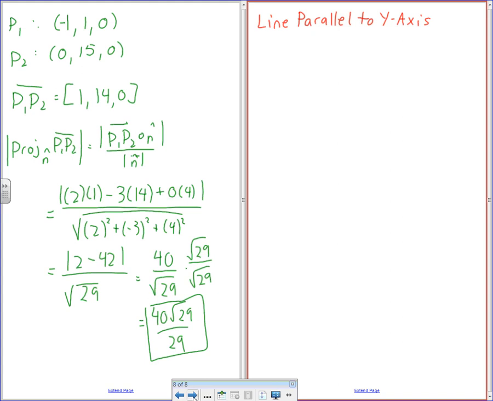Okay, so if a line is parallel to the y-axis, what's its direction vector going to be? 1, 0. Or no, that's right. I want to call it 0, 1, 0. That's what I want to call it. Is that right? 0, 1, 0, Michael? So I'm going to call it then, it's going to be x, y. That's close.